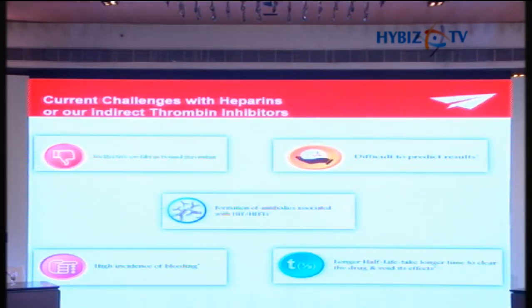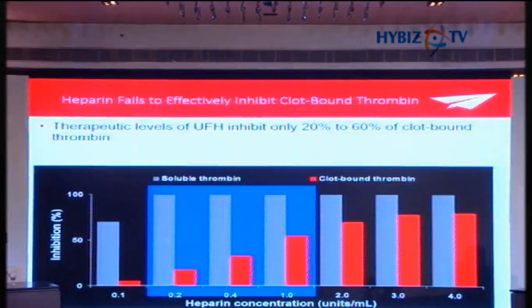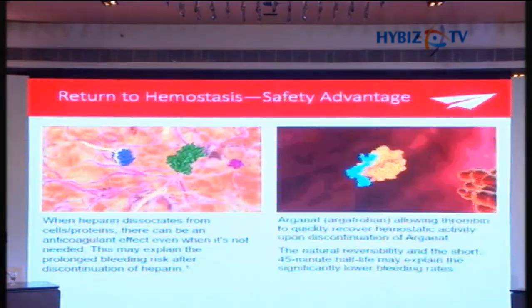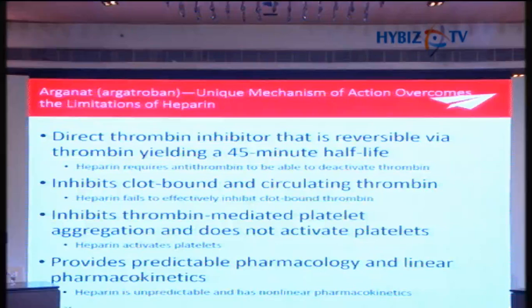The problem with classical heparin is that it is an indirect thrombin inhibitor and will not completely inhibit clot-bound thrombin. This is the difference between heparin and argatroban. I'm skipping a few slides for want of time. Argatroban has a unique mechanism of action and overcomes the limitations of heparin. It's a direct thrombin inhibitor, reversible, with a short half-life of 45 minutes. It inhibits clot-bound and circulating thrombin, inhibits thrombin-mediated platelet aggregation, and does not activate platelets. It provides predictable pharmacology and linear pharmacokinetics.